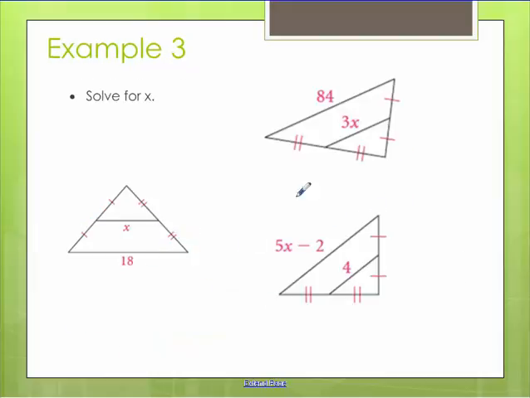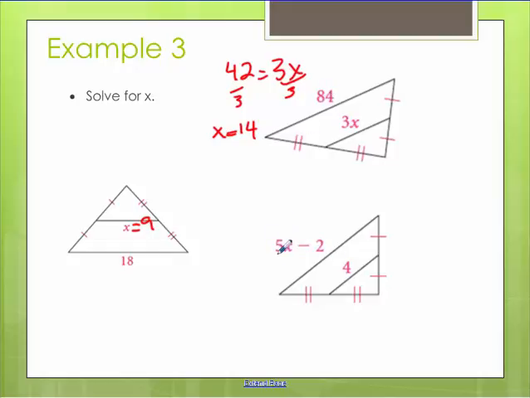We got three different variations here. We want to solve for x. They're all mid-segments, so this one, half of 18, that's 9. Over here, 84 is twice as big, so we're going to use 42 equals 3x. We're going to divide by 3. x is 14.